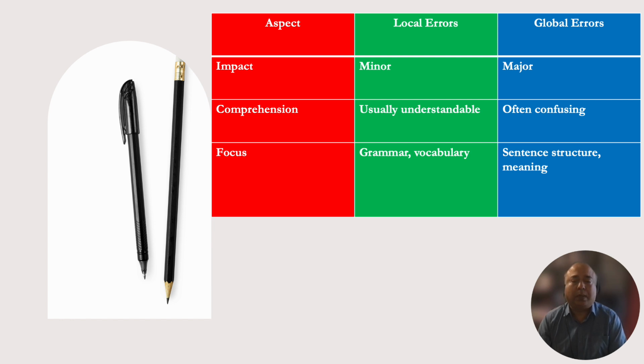When it's local errors, let's say you wrote a paragraph, you're reading it, trying to find the error that you have made. The local errors are mostly grammatical. Maybe there's an error with the vocabulary, spelling maybe. But global errors, they are on the sentence level. They affect meaning. So there is a big difference between the two.